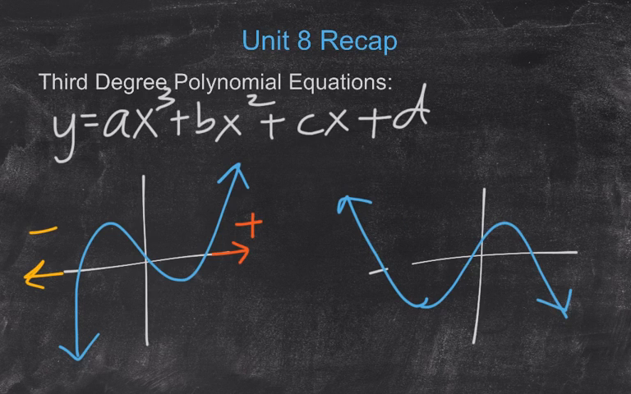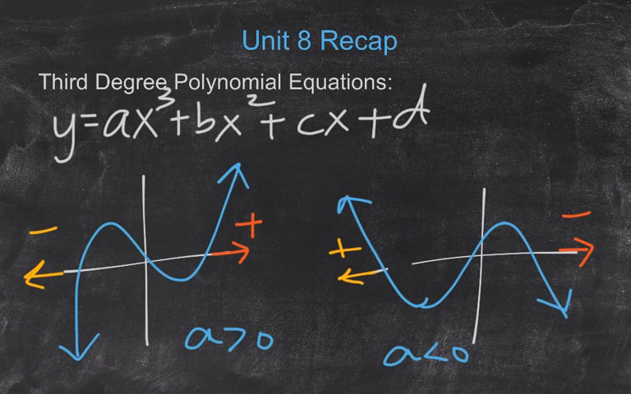So here again we're seeing that negative end behavior on the left, positive end behavior on the right. That is when a values are greater than 0, and when a values are less than 0, on the right, as x gets positive, y gets negative, and as x gets negative, y gets positive.